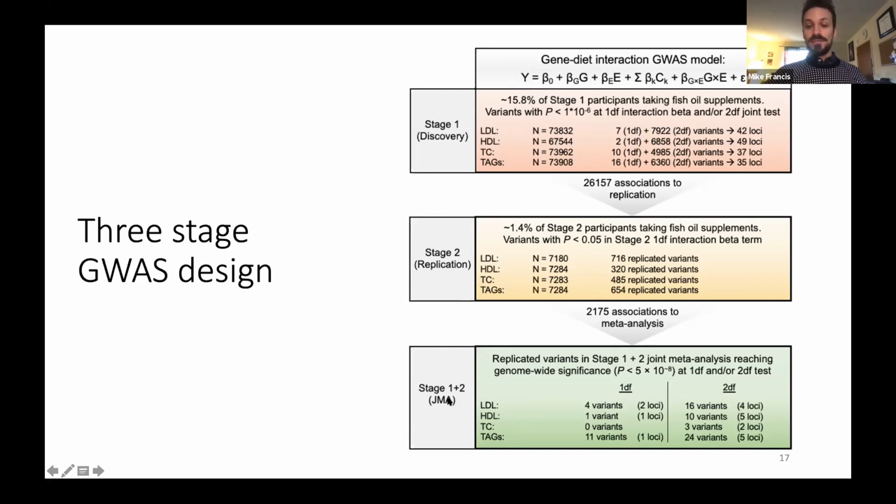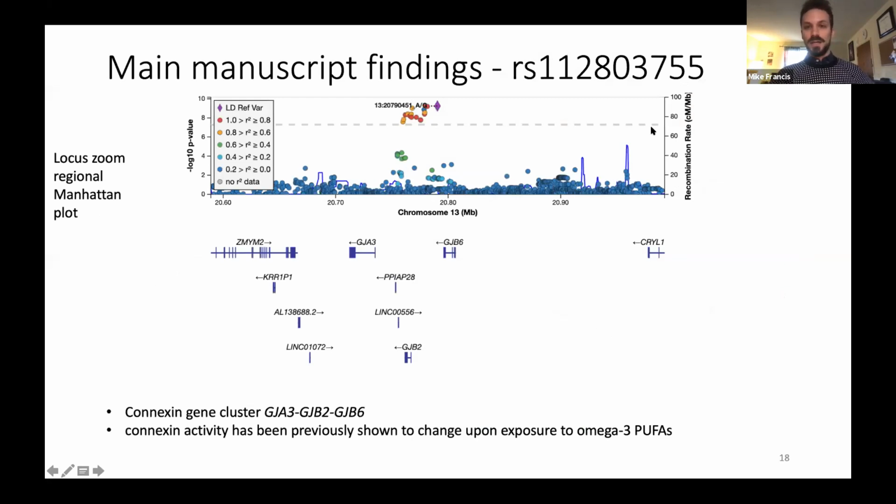And after our meta-analysis, we used the commonly used genome-wide association significance level of 5 × 10⁻⁸. And what we found are 4 loci of interest. I'll just talk about this one because this was the only locus that didn't have a significant main effect. So it seemed like a strictly interaction locus for triglycerides. So I'm going to focus on that locus here.